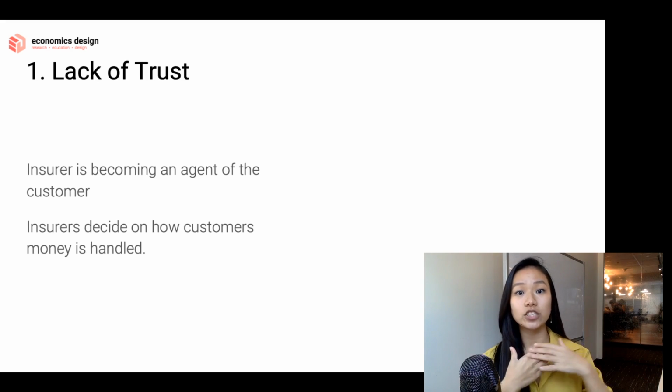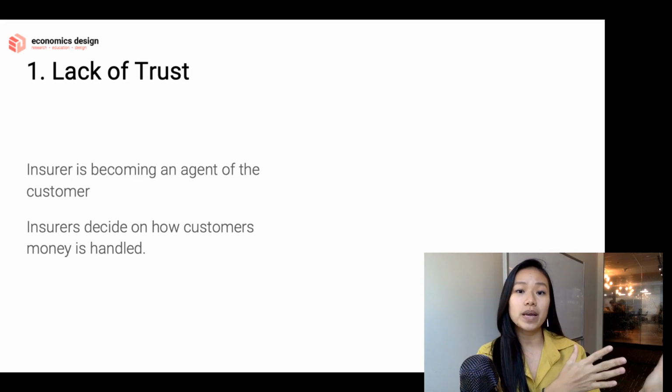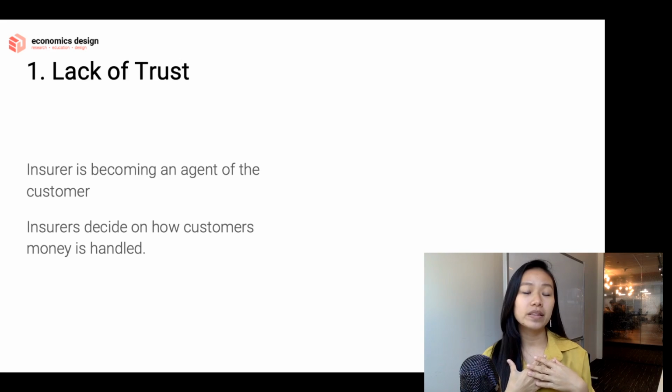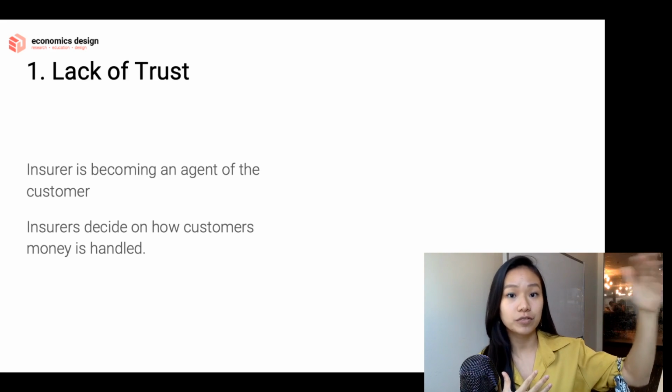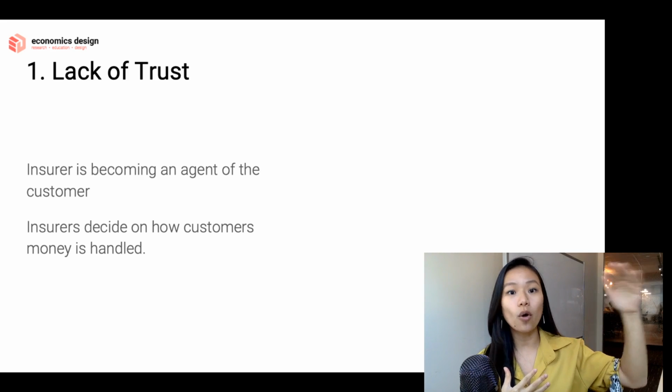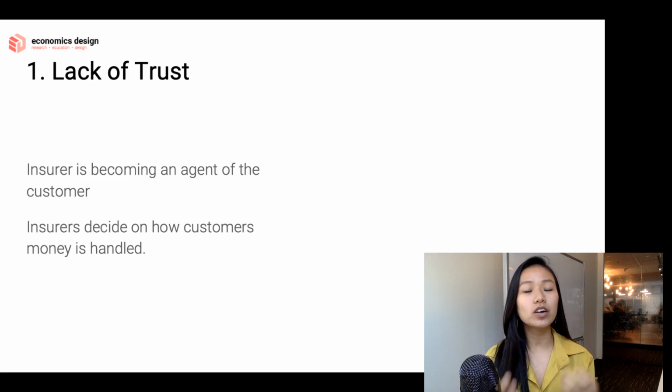And for the insurer, they want to make the best for them. But they're also an agent of me. So technically, they should make the best choice for me. But their priorities come first, so they don't always make the best choice for the customer. So there are some issues with trust over there. Not only that, insurers also decide how money is being managed.